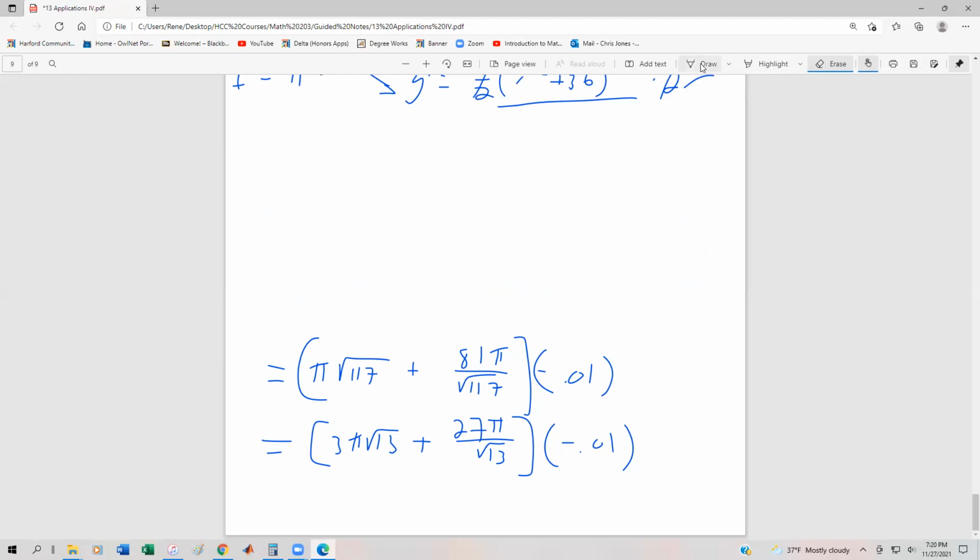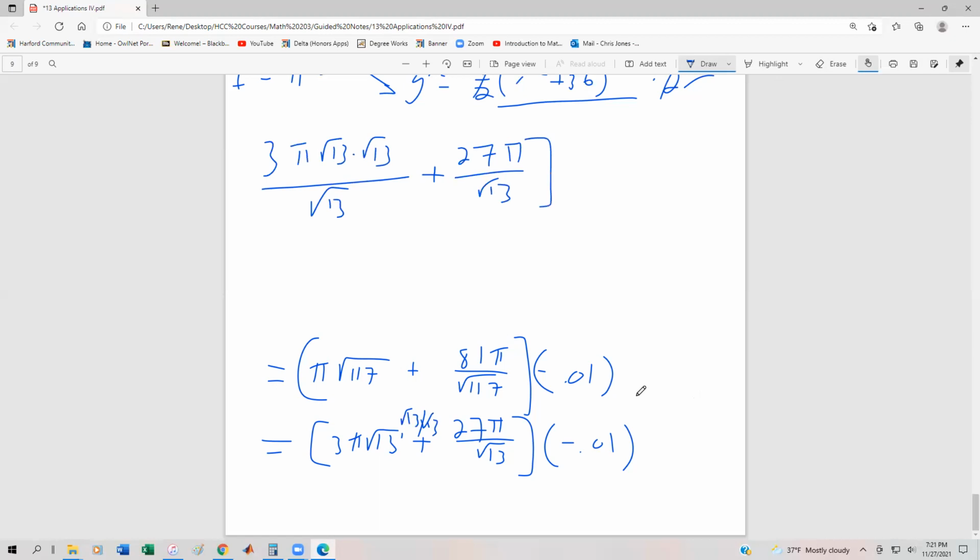All right, so I'm going to get a common denominator. What I'm going to do is multiply this by root 13 over root 13. So we're going to end up with 3 pi root 13 times root 13 over root 13, plus 27 pi over root 13. Now we're still multiplying that by negative 0.01, so I haven't forgotten about that. We know that this just turns into 13 when we multiply two radicals of the exact same radical together. And then we have 13 times 3, which gives us 39. So this whole thing is just going to turn into 39 pi.